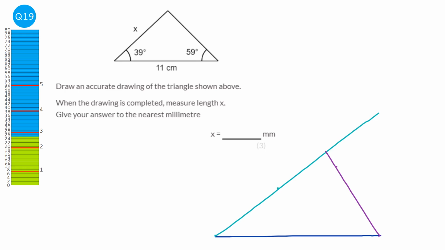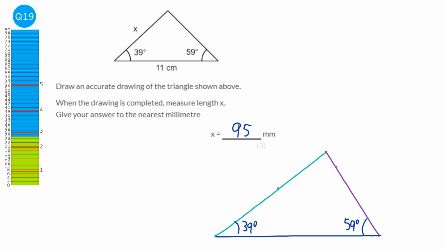And then what you can do is get your rubber and just rub out the extra bit of line that we had to do. And so this is our 39 degrees here, and you don't need to label this on the diagram, but just so we know what we're doing. And it says when it's completed, measure length x. So I'm going to get my ruler out, and I'm going to measure this length here, and it is about 95 millimeters. So the answer for me is 95 millimeters.